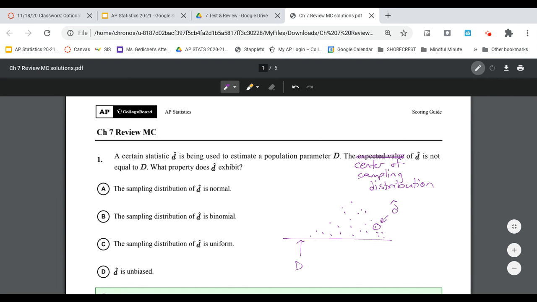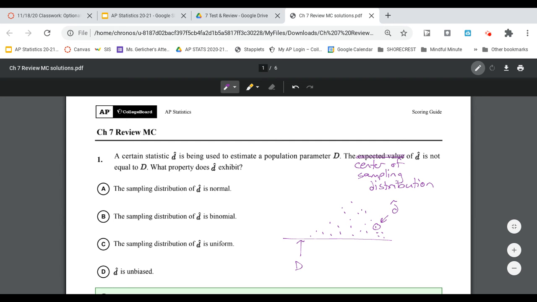This is the video going over the Chapter 7 review packet, the multiple choice section. All right, so for number 1, there is a little bit of a different language they're using than what we used in class. They said in the second sentence, the expected value of D hat is not equal to D.